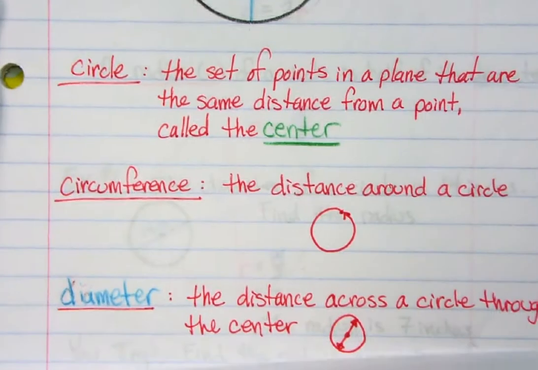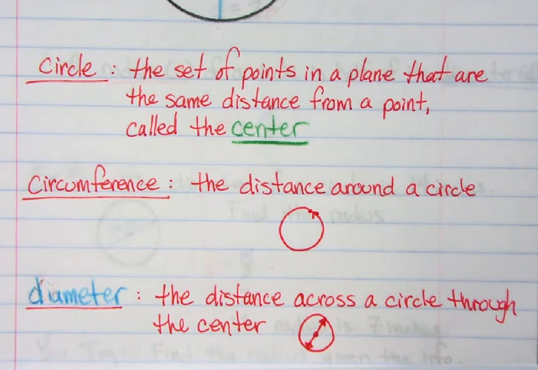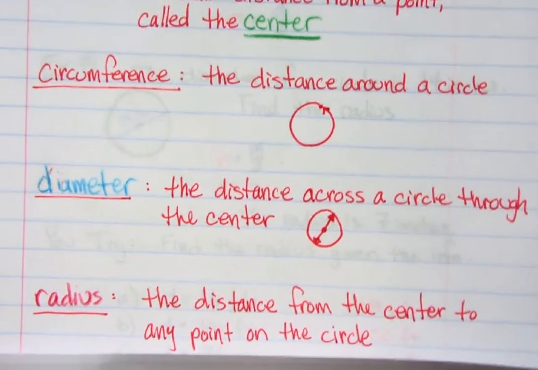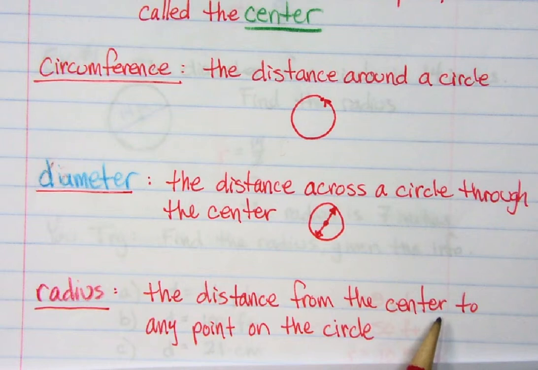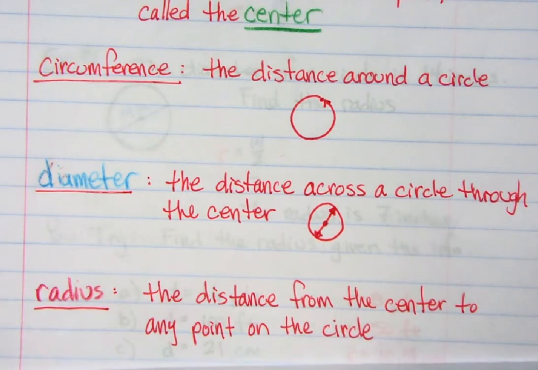Diameter, the distance across a circle through the center, as we drew above, goes from one side to the other side. It has to go through the center. And last but not least is my radius, and that is the distance from the center of the circle to any point on the circle. So from the middle to any point is considered the radius.